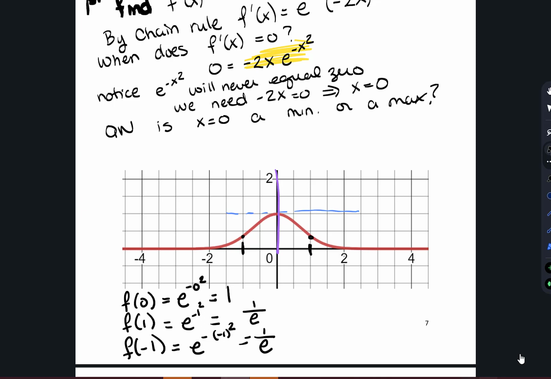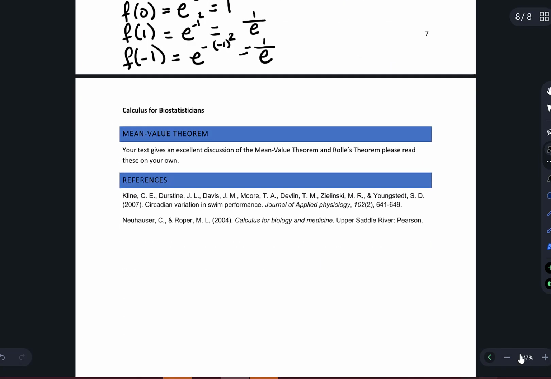Your book, if you look on pages 218 and 219, has example 6, so do make sure to pay good attention to that example. It gives good guidelines for finding local extrema candidates, and it's a really good example. And then the last thing that you'll see in your book is the mean value theorem, and your text gives an excellent discussion of the mean value theorem and Rolle's theorem, so please read both of those on your own.